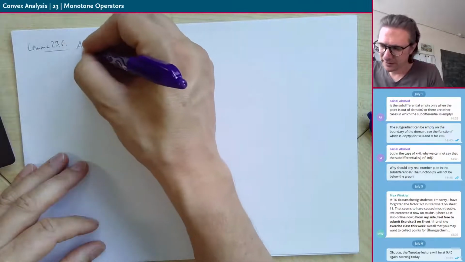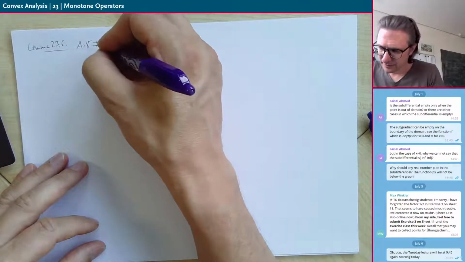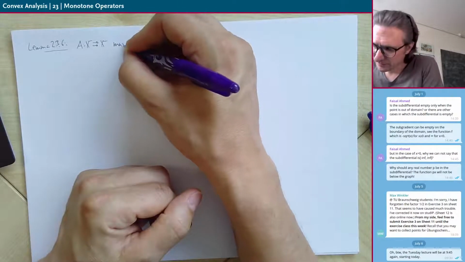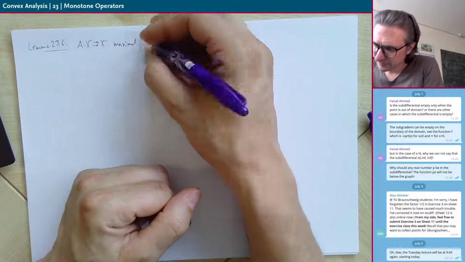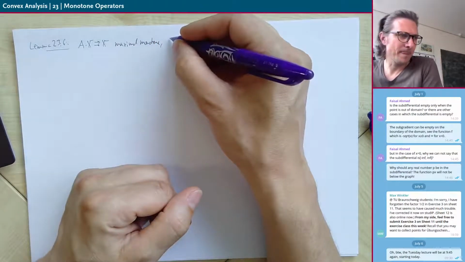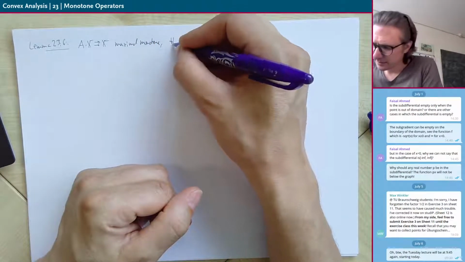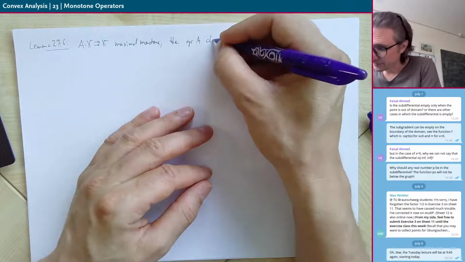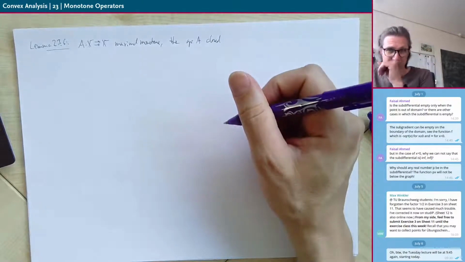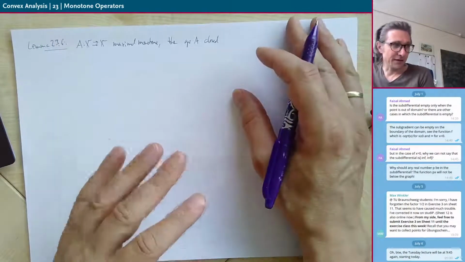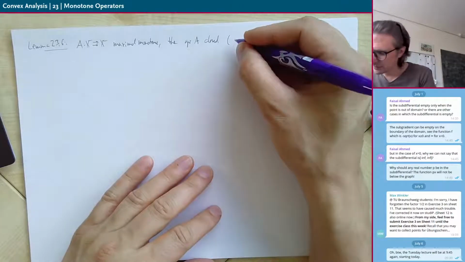If A is a set-valued map from X to itself and maximal monotone, then its graph is closed, a closed subset of X times X. This follows just from maximal monotonicity. So what does it mean?